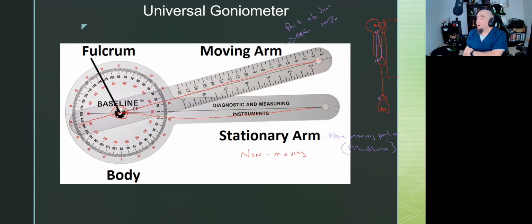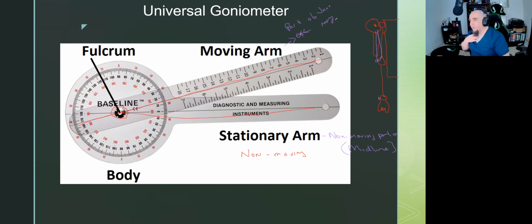That stationary arm, the arm that's not going to move, we're going to line up parallel to the sternum. And then that moving arm is going to go along with the humerus as it moves through the range of motion. And I believe the lineup is with the antecubital fossa. Don't quote me on that off the top of my head, but I'm pretty sure it's with the antecubital fossa. So we're going to move them through and we're going to measure it.